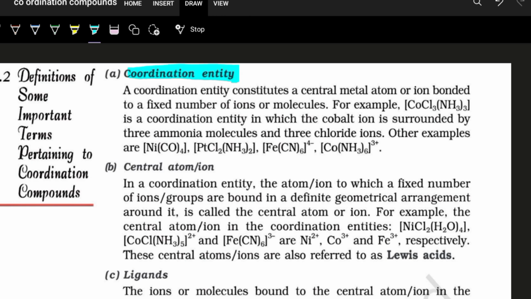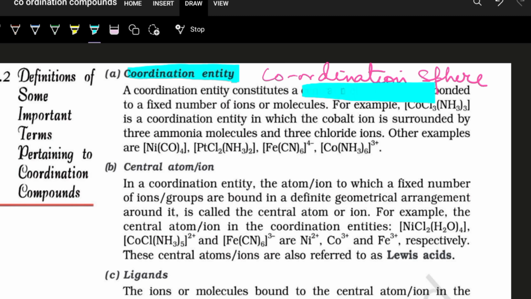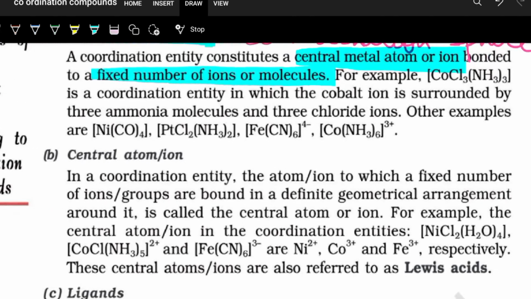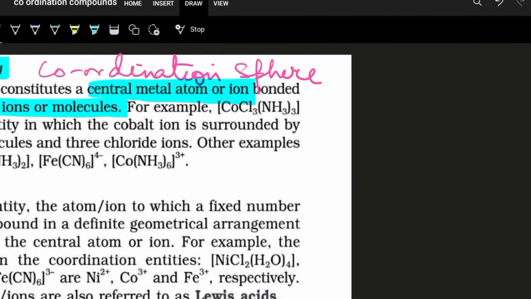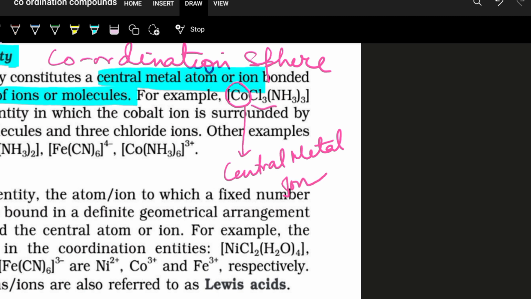Coordination entity is the part which is also known as the coordination sphere, and this coordination sphere has a central metal atom or ion, which is bonded to a fixed number of ions or molecules which are termed as ligands. If we see these compounds, say Co(NH3)3Cl3, Co is your central metal atom or ion, and these are the ligands.